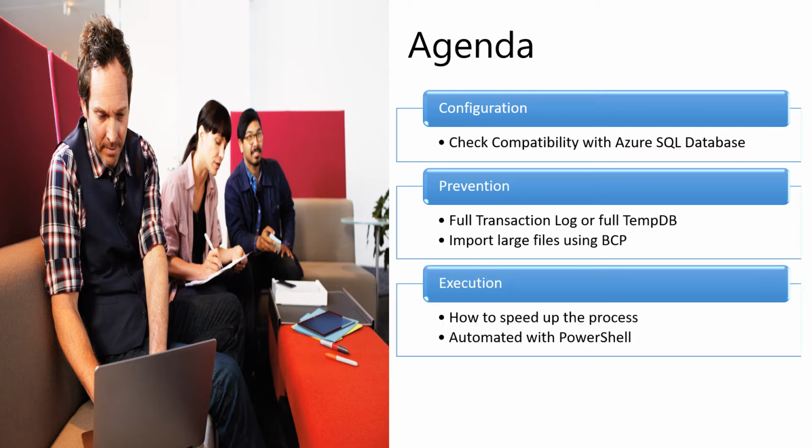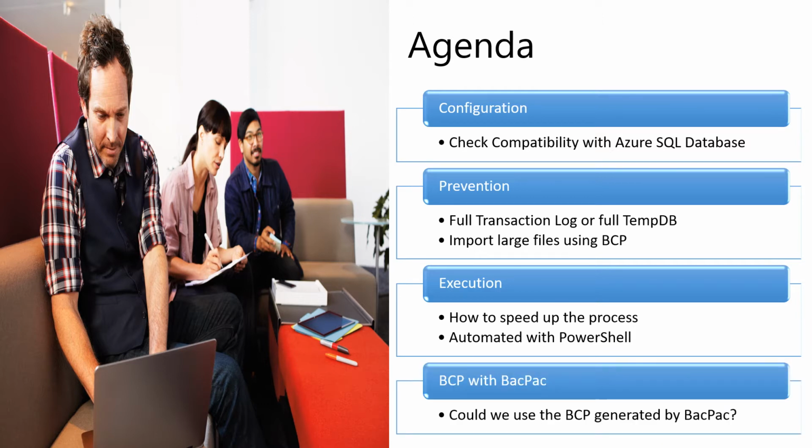Another point will be the execution. We are going to talk about how to speed up the process. We are also going to show you an example of how to automate this process using PowerShell and BCP. Finally, we are going to talk about how to use the file generated by Backpack, using BCP to import the data.